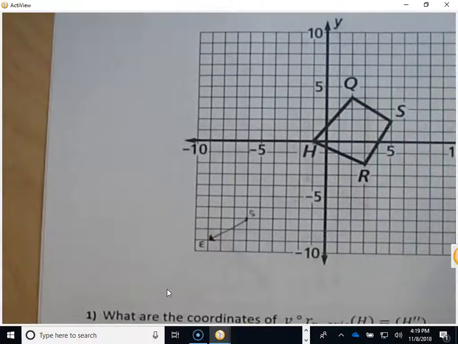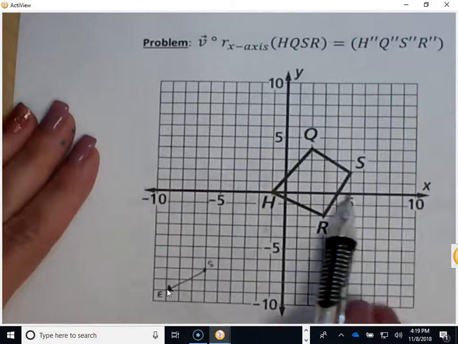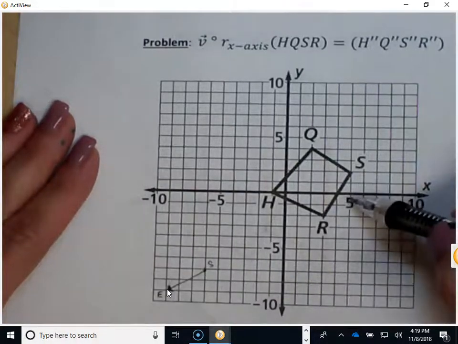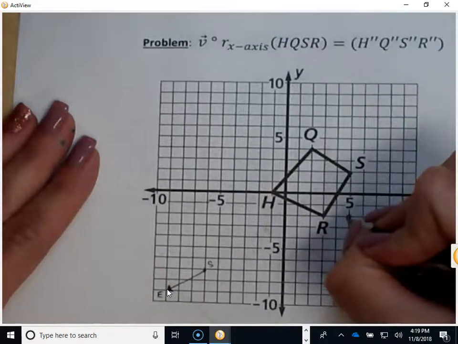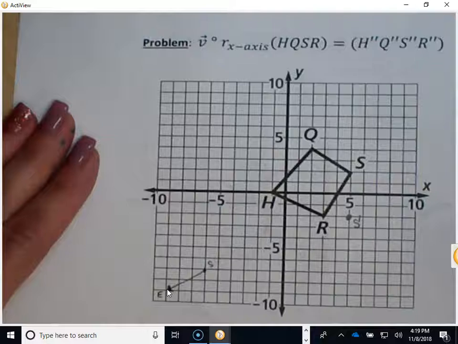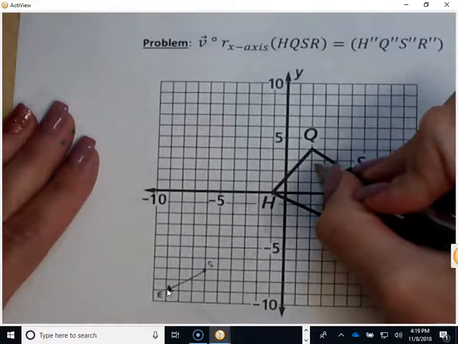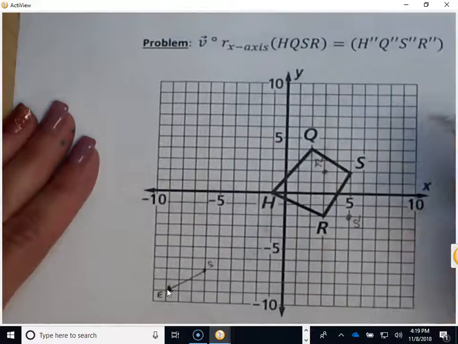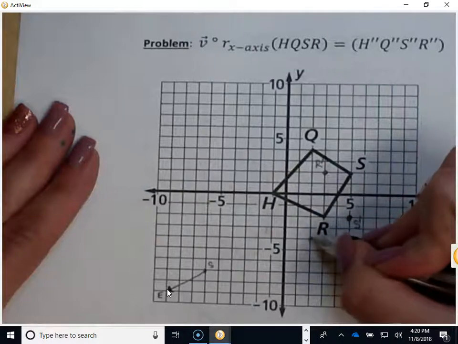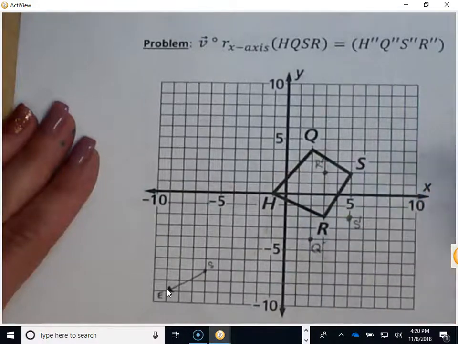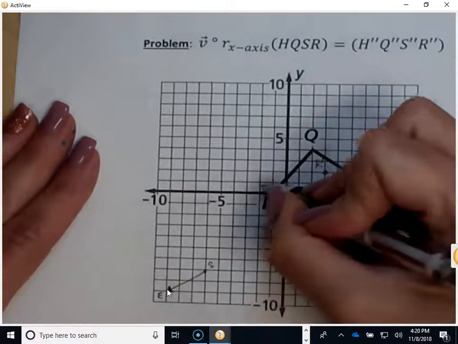All right. So we have our pre-image. First thing we're going to do, reflect across the x-axis. So here's your x-axis. We're going to reflect across this. I'm going to start with S. S is 2 above the x-axis, so I go 2 below. That's going to be S prime. You should know how to do this by now. R is 2 below, so I'm going to go 2 above the x-axis to do my R prime. You always do the opposite. Q is 1, 2, 3, 4 above, so we'll go 1, 2, 3, 4 below, and that'll be my Q prime. And then H is right on the x-axis, so it just stays right there. So that's my H prime.